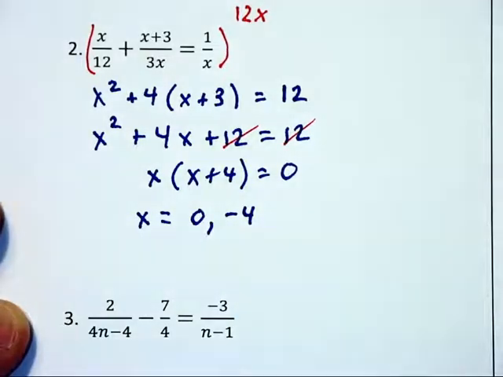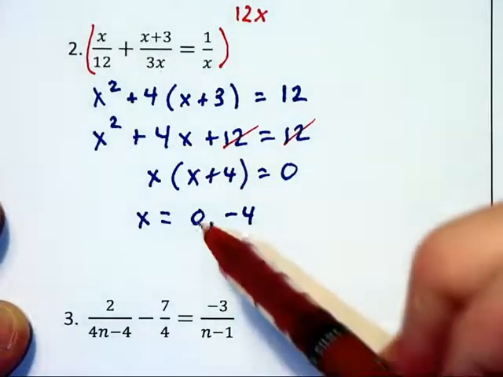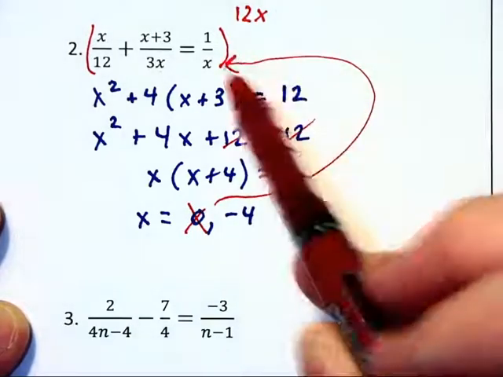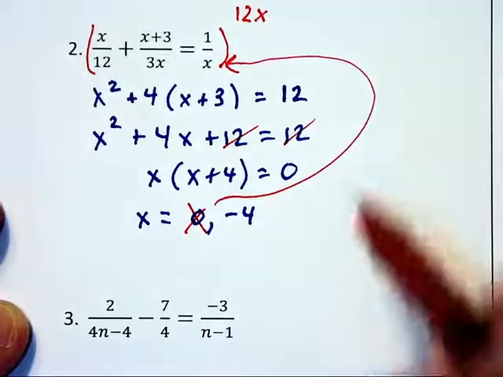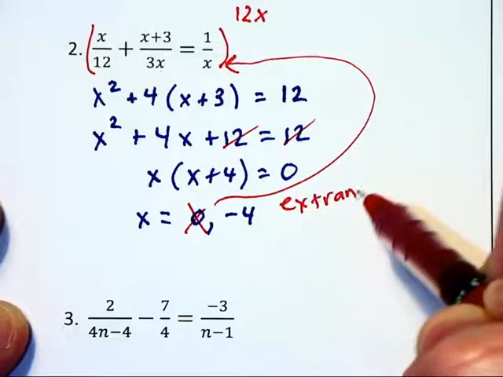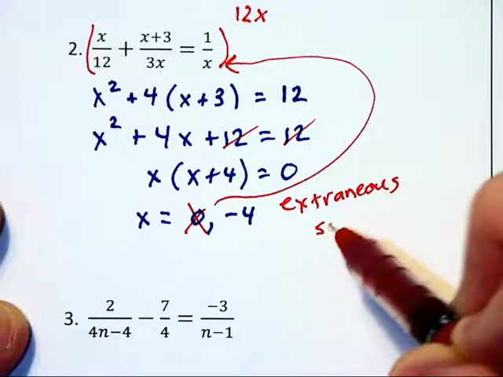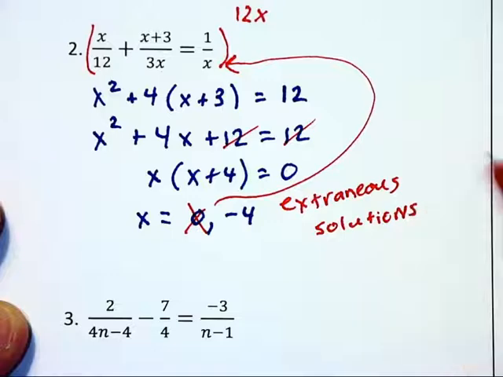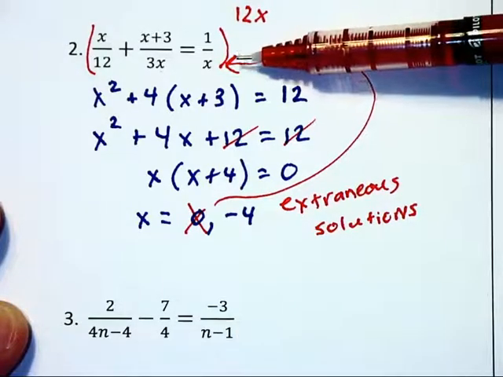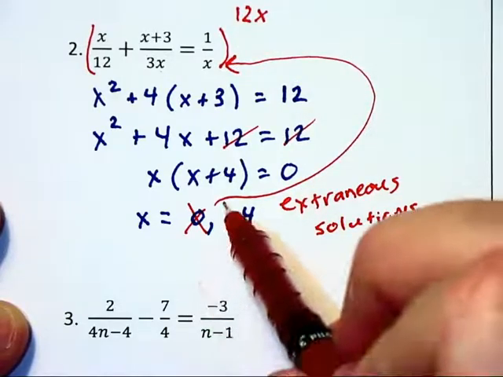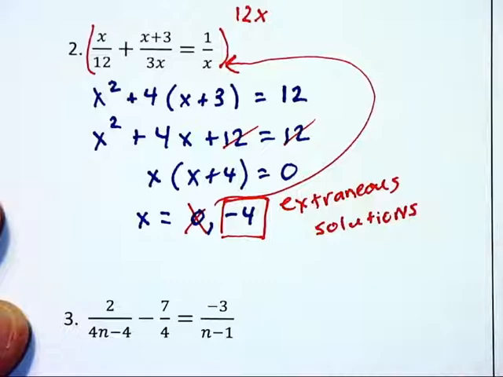So it appears. But when you go and check these solutions, you'll note that 0 does not check because it creates a 0 in the denominator of the original problem. 0 is known as an extraneous solution. I like to consider them to be like weeds. They're things that just kind of pop up out of nowhere that you have to check for, and it's very important to do that when solving these rational equations. It turns out that negative 4 is the only solution to this problem.